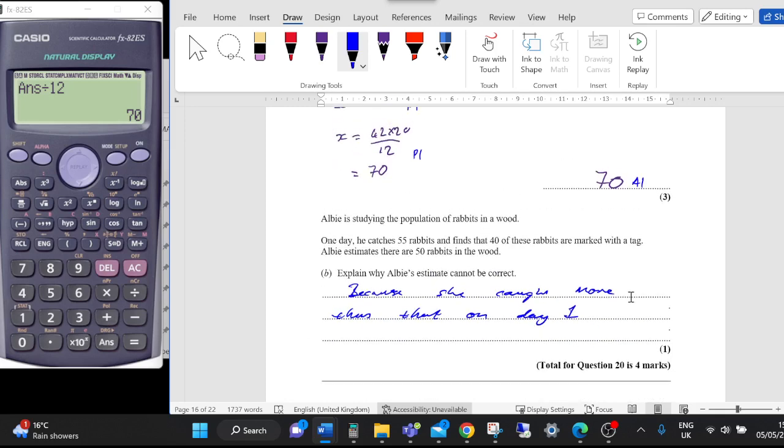Normally they will ask, what assumption have you made? It's pretty standard for a capture-recapture. What do they say? B1, for example, the sample size cannot be greater than the population size. Yeah, so we've got a C1 for that. Okay.